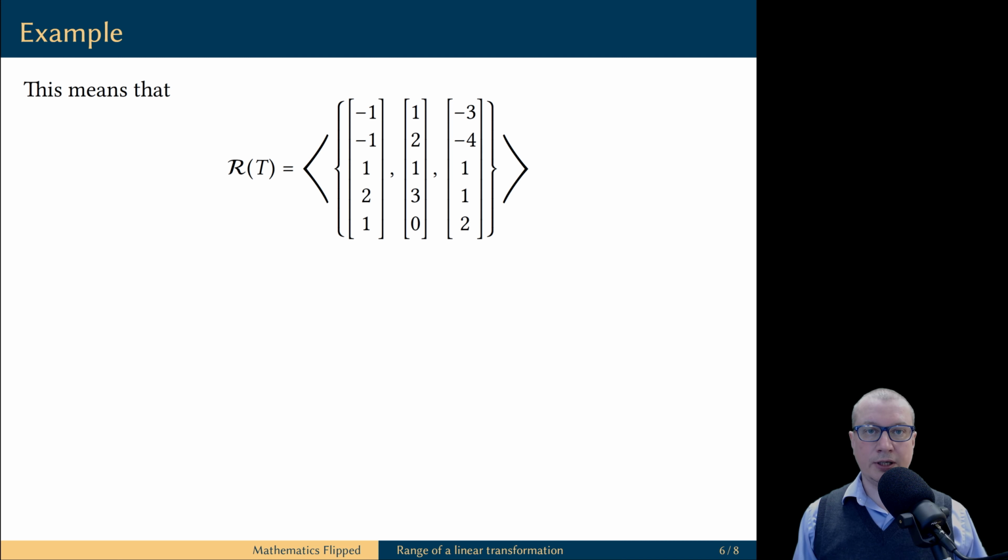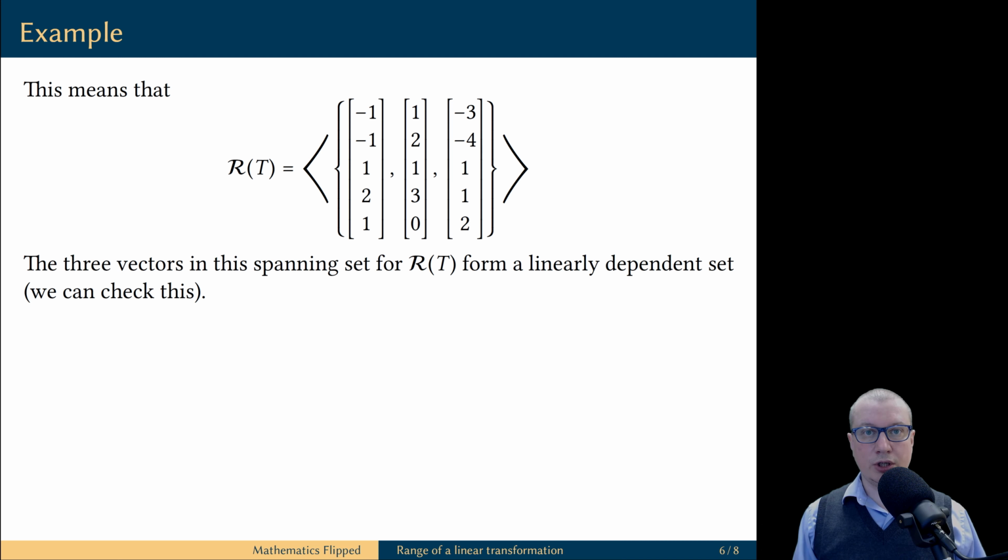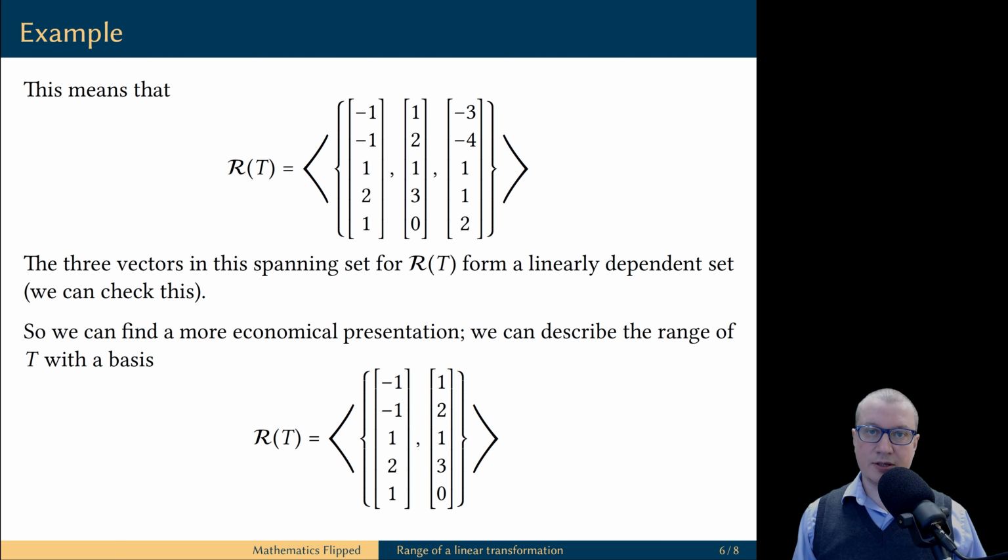In fact, we can do better than this. You can check that the set of these three column vectors is linearly dependent. Therefore, we can reduce it down to a linearly independent set which still spans the same space. This smaller linearly independent spanning set is going to be the basis for the range of the linear transformation.